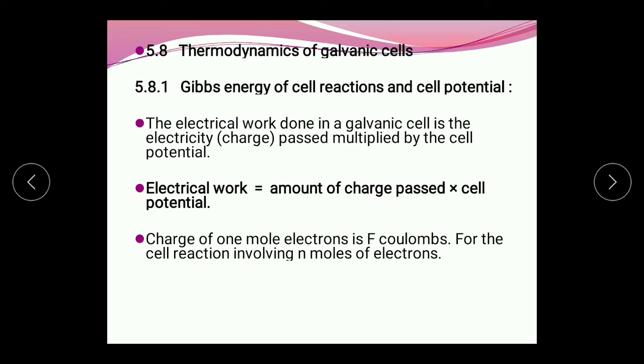1 mole of electrons is equal to 1 F coulombs. And if the cell reaction involves more than 1 electron, suppose n moles of electrons, then we just have to multiply F by n. Hence, we get the amount of charge passed equal to nF coulombs. And cell potential is E cell. Hence, electric work equals nF into E cell.